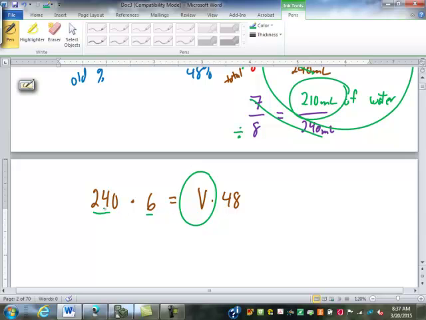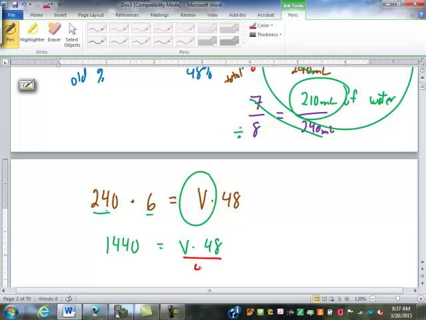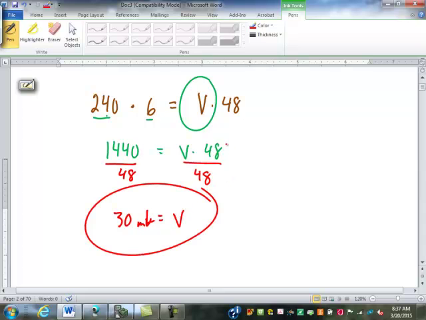But what we're going to do here is multiply 240 times 6, which is going to give us what? 1,440, right? Then we're going to solve over here to get V by itself. We are going to divide by 48 to get 30. So the volume of the 48% solution is 30 milliliters. So that little formula makes it a little easier. It does the dilution and everything for us, right, in the formula.